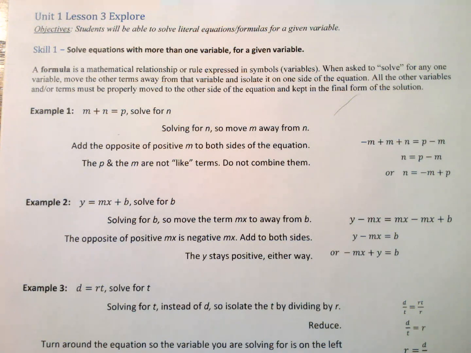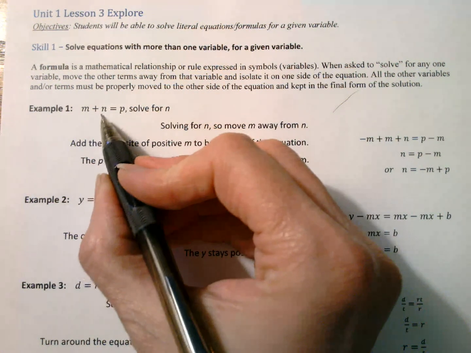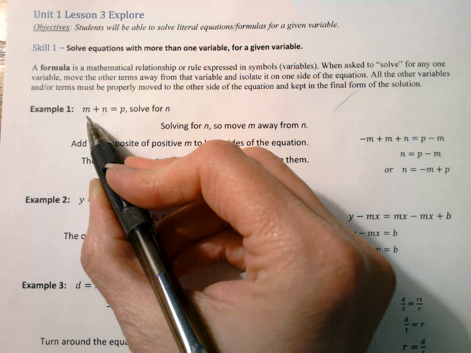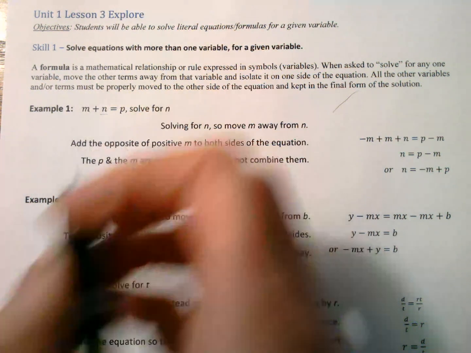So look at example 1. We have m plus n equals p. Right now, this equation is being solved for p. We'd like to move it around so it's being solved for n. So we need n equals something. How do we do that? Well, we focus on the n. It's on this side, and the m is also there. So what we need to do is move the m over to the other side.